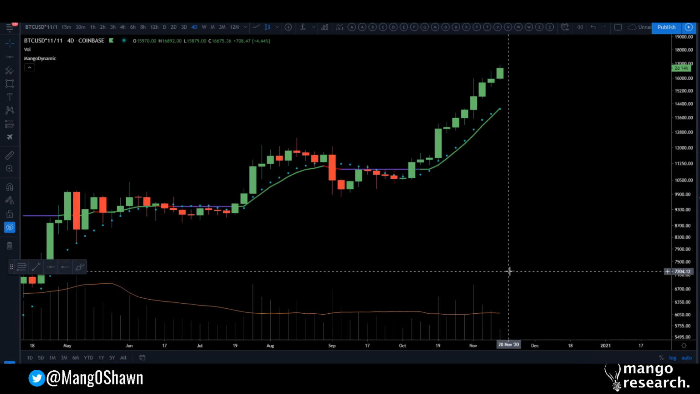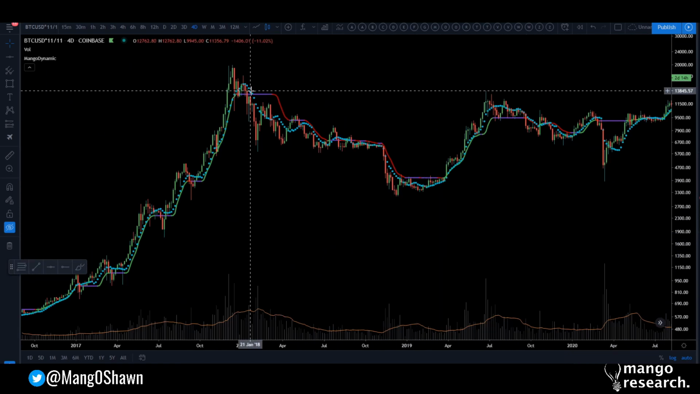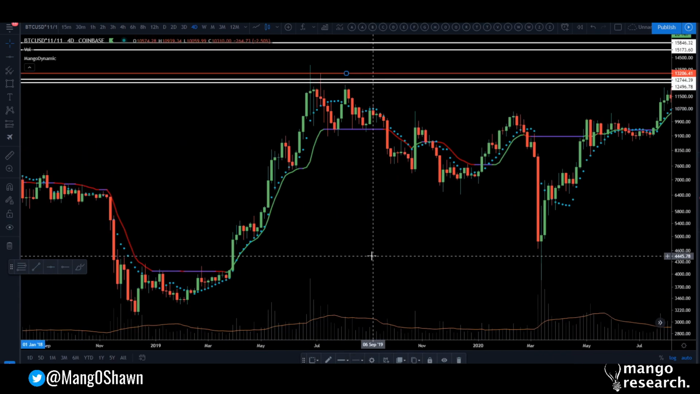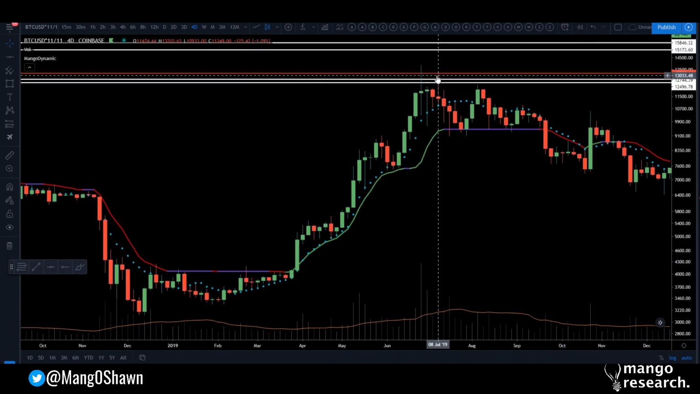Look at that. Boom. And there's another trick, by the way, that we can be using. You see these flat horizontal lines over here on the Mango Dynamic. It's completely valid to be marking that as a horizontal too and trading that. In fact, it would have worked right over here too. But of course, back over here, I did not have the Mango Dynamic.